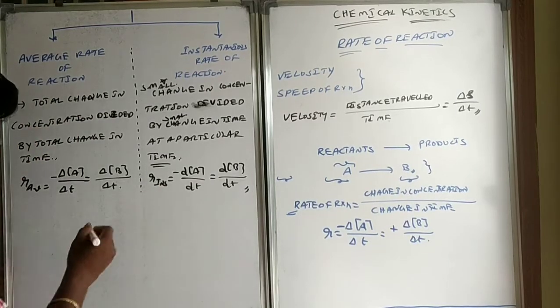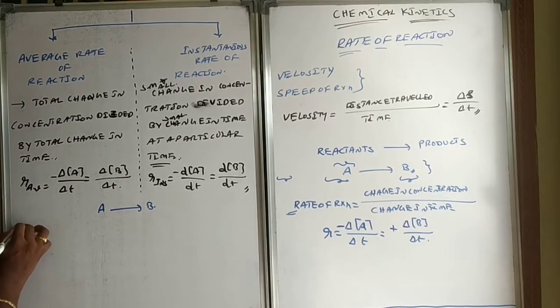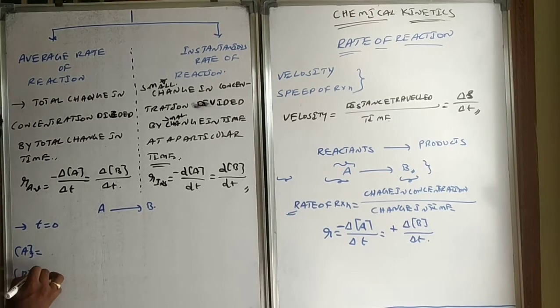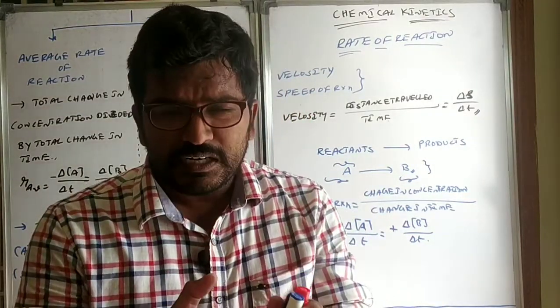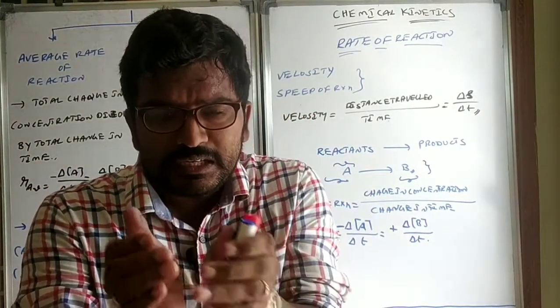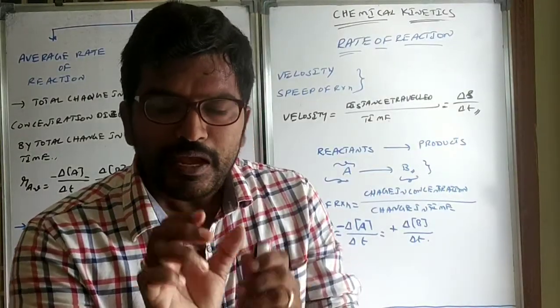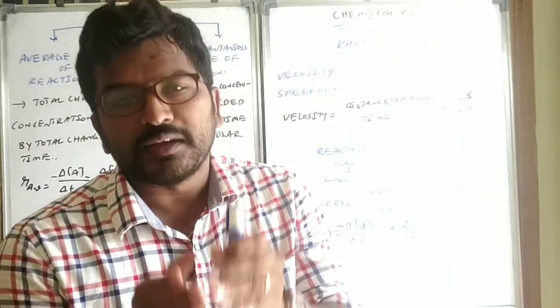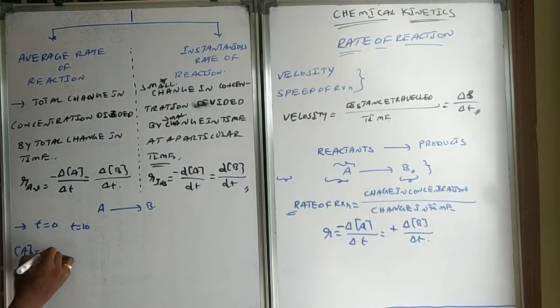Let us see, for example, there is a reaction A gives B. I will explain with the example so you can understand. When time equals 0, there is an initial concentration of A and of B. How do we do any reaction? First we take A in a reaction vessel and start the reaction. Initially we find the concentration of A and of B. After 10 minutes, we find the concentration of A and B again.